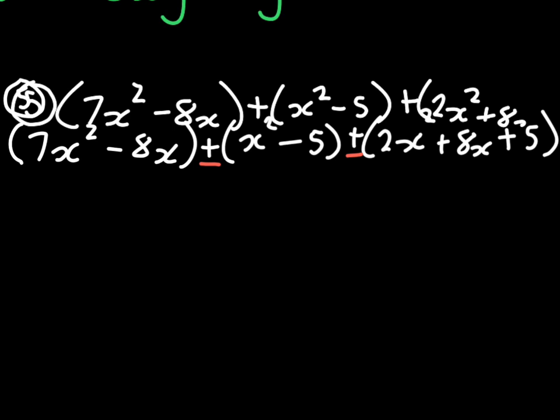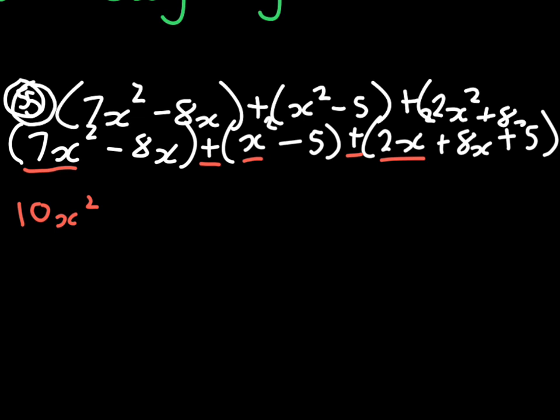So let's start off with x squared. In the first set, we've got 7x squared. The next, we've got x squared. And the last, we've got 2x squared. So 7 plus 1 gives us 8, plus 2 gives us 10. So we'll have 10x squared.